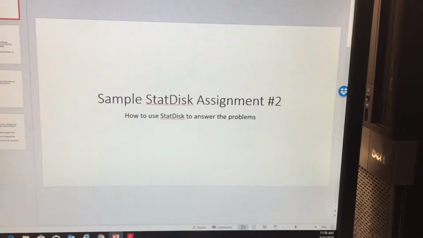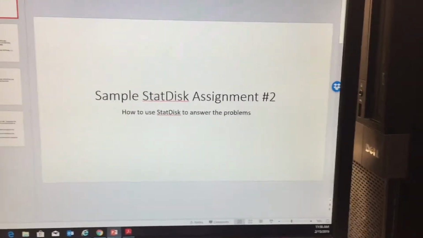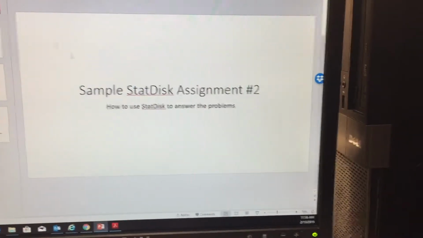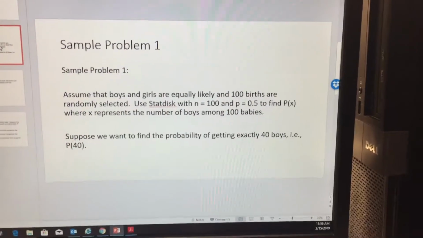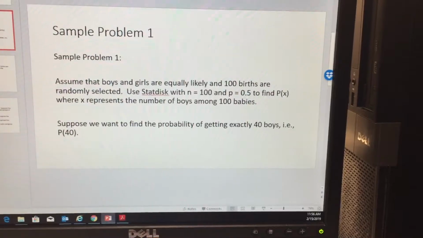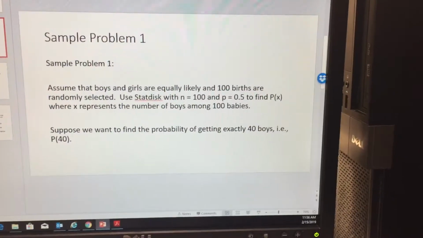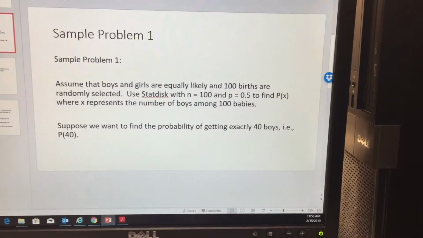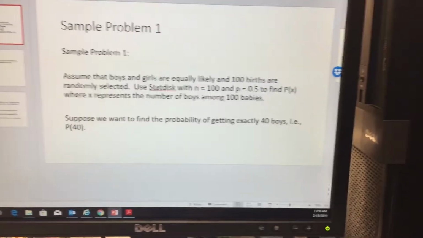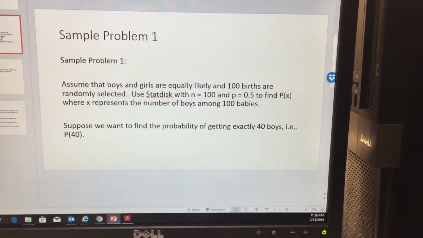All right, in this video, we're going to talk about how to do the StatDisk Assignment number 2 using a sample StatDisk Assignment number 2 that I have here. Okay, in this sample problem number 1, we're going to assume that boys and girls are equally likely and 100 births are randomly selected. Use StatDisk with n equal to 100 and p equal to 0.5 to find P of x, so the probability of x, where x represents the number of boys among 100 babies.